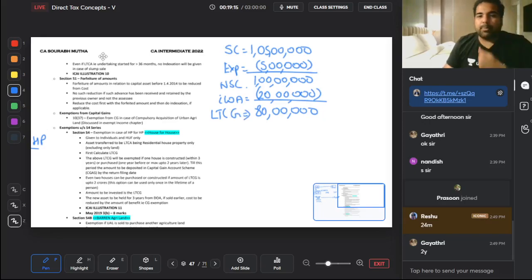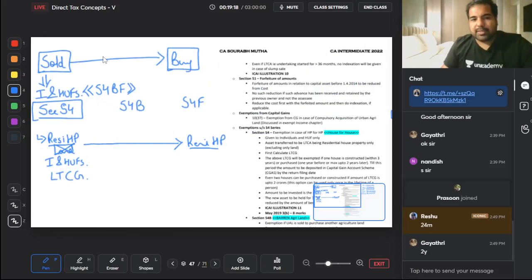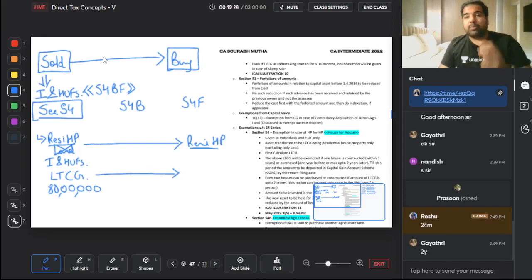This long-term capital gain I have to buy a new house with. Yes, if you want that 80 lakhs to be exempt, then you need to invest that 80 lakhs in a new house property. And guys, if your gain is up to 2 crores, you can even buy 2 house properties, or you can construct one and buy one. Basically, this benefit is available even to buy 2 house properties, provided your long-term capital gain is up to 2 crores.